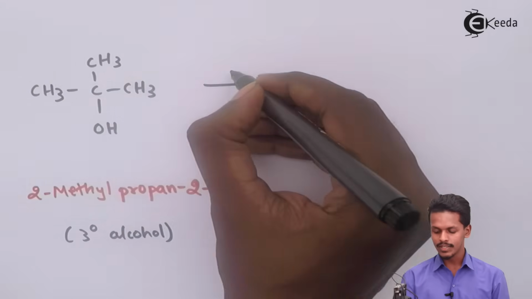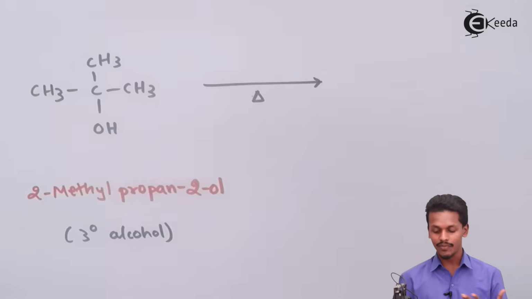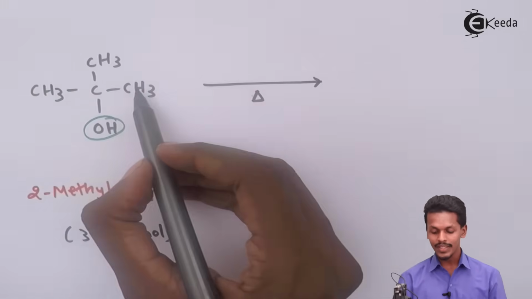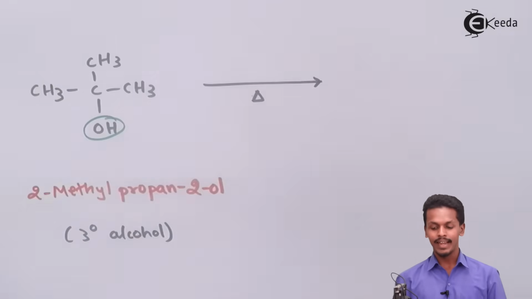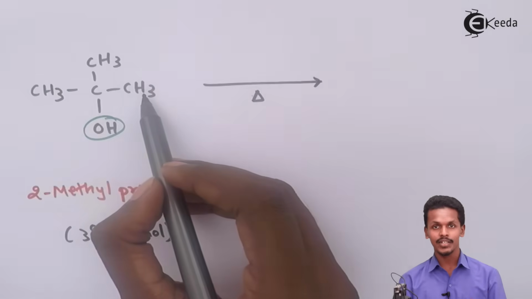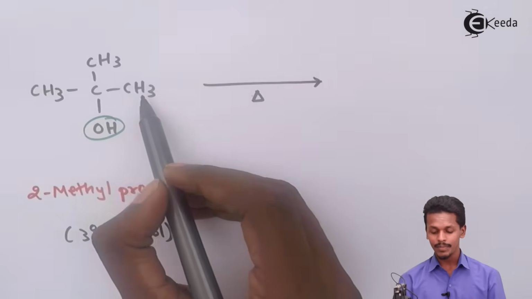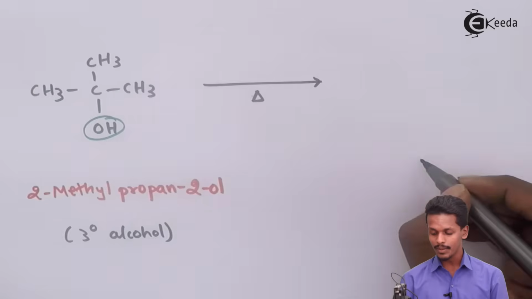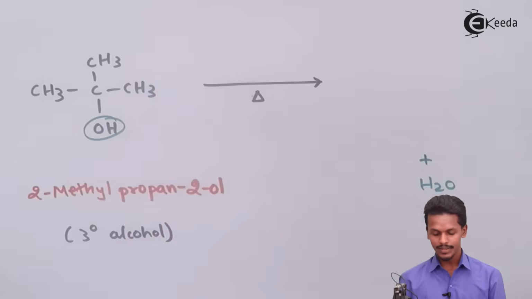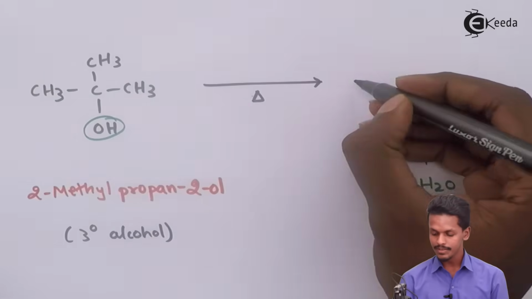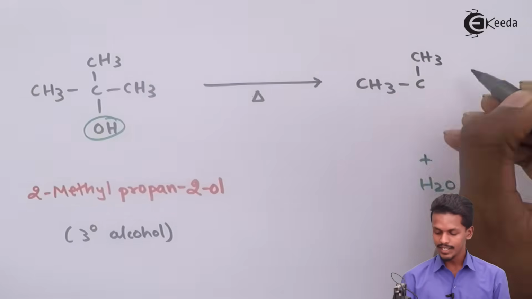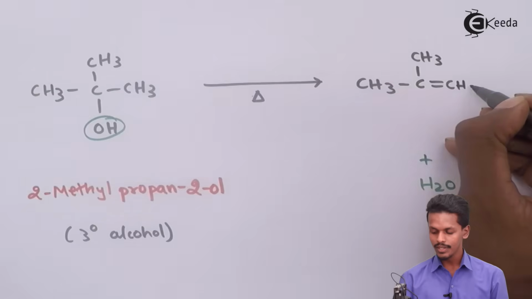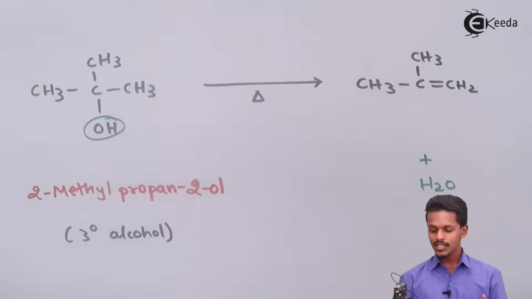And in this process, suppose we have to dehydrate it. We have to dehydrate in such a way that this OH will be removed along with one hydrogen of the methyl groups that are attached to this carbon atom. And suppose if one hydrogen is removed from this carbon atom, then the product that would be obtained by removal of H2O will be in this manner, that is CH3C(CH3)=CH2, with a double bond here. So this is the product that we would get.